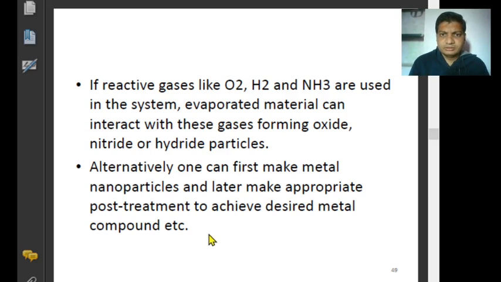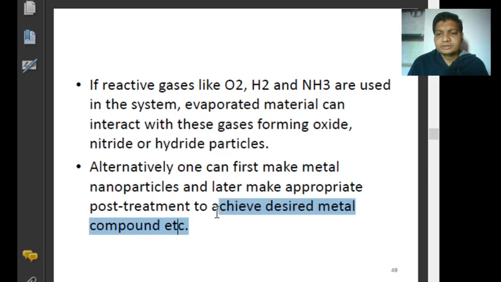But if you want an oxide of the metal, it is very easy with this vapor deposition method, in which we can pass oxygen, hydrogen or ammonia. So we will get the respective oxide, nitride or hydride from the respective metal. This is a very good method to get the nanoparticles as well as their oxide forms. Alternatively, one can first make metal nanoparticles and later make appropriate post-treatment to achieve the desirable metal compound. So these are the advantages of this method.